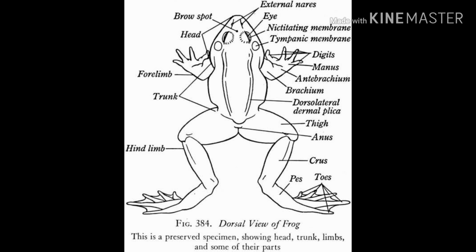And the other one is the hind limbs, which are composed of the thigh, the first segment attached to the body mass; the shank, the segment immediately next to the thigh; the tarsus or ankle, the segment immediately next to the shank; and the pes or foot, the part of the limb distal to the tarsus.